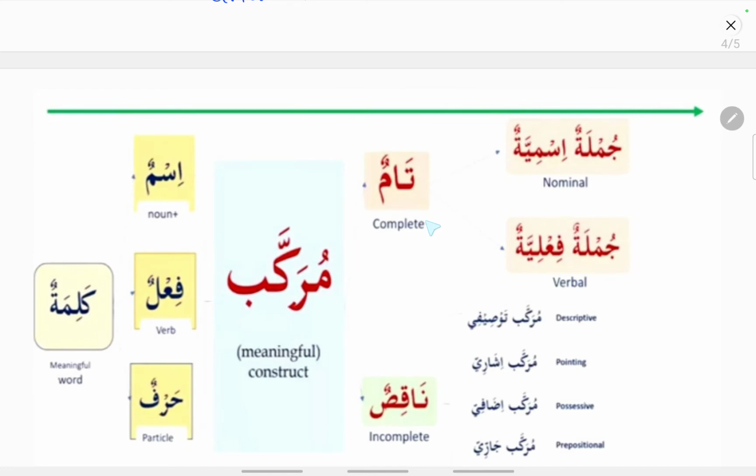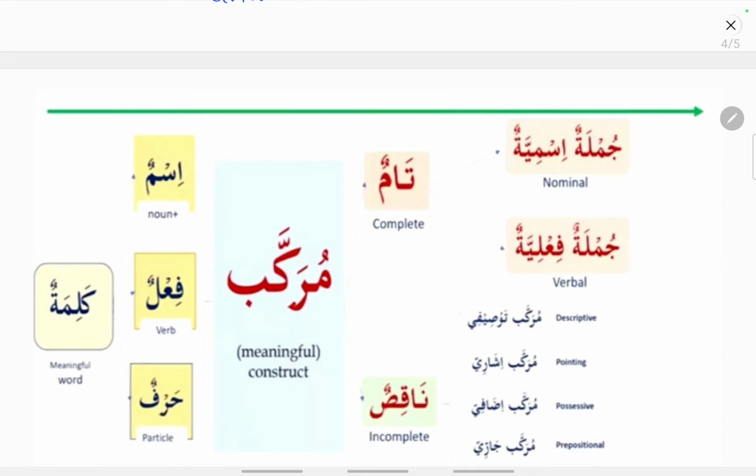A sentence in Arabic is divided into two categories: the nominal sentence, that is jumlatul ismiya, and the verbal sentence, that is jumlatul fi'liya. If this murakkab, a combination of words, gives an incomplete meaning, then it is known as naqis, that is nothing but a phrase.